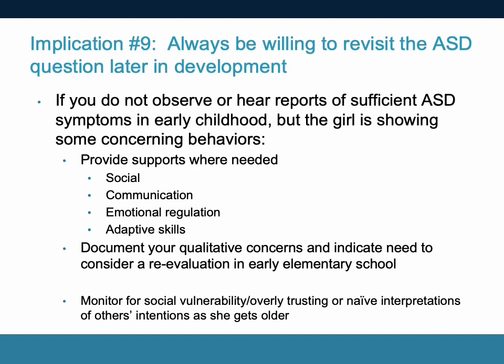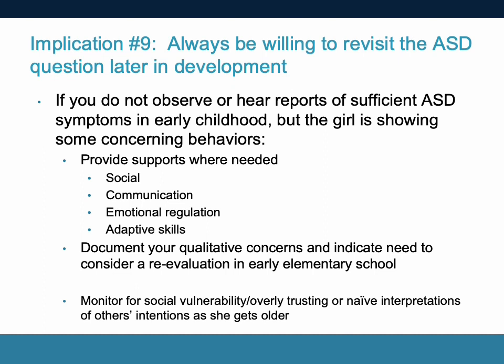And then the last implication I'd like to share today, before turning it over to Kendall for her perspective, is that I believe we always need to be willing to revisit the question of whether or not this child has ASD later in development. It is quite possible with our current tools and abilities that you will evaluate a 2-year-old girl and you'll hear some things that make you wonder if it's autism, but you haven't gathered enough evidence to make the case, to make the call. That is a very real phenomenon.